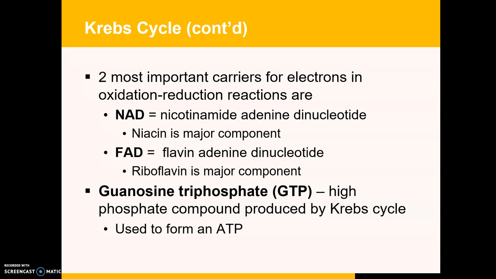In 4 of the oxidation-reduction reactions, NAD is the electron acceptor, and in 1, FAD is the electron acceptor. The vitamins niacin, that is nicotinic acid and nicotinamide, and riboflavin are major components of NAD and FAD respectively. NAD and FAD shuttle the electrons to the final major component of oxidative phosphorylation, the electron transport chain.